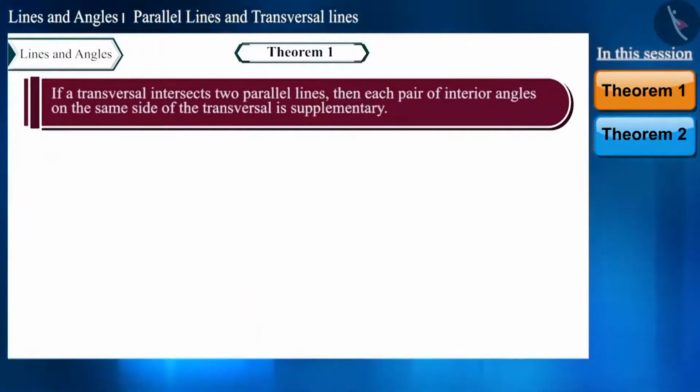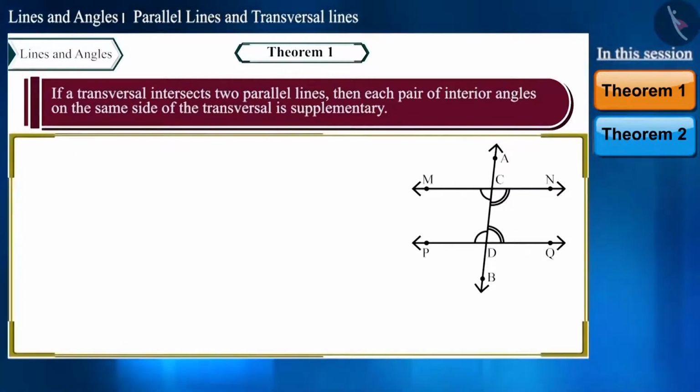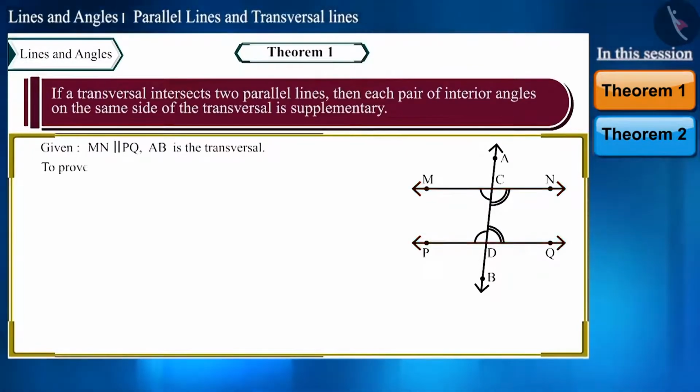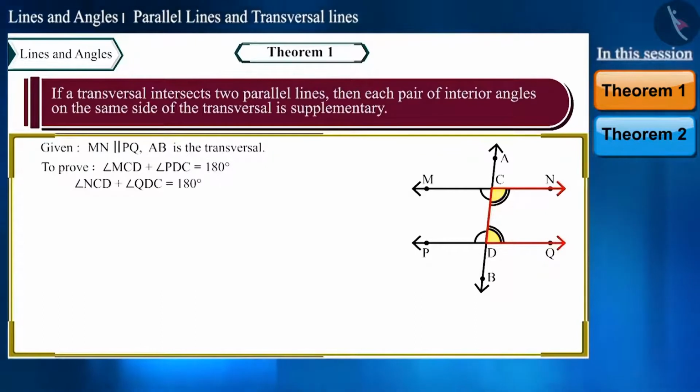If a transversal intersects two parallel lines, then each pair of interior angles on the same side of the transversal is supplementary. Friends, we have been given that these lines, line MN and line PQ, are parallel. And we have to prove that each pair of interior angles on the same side of the transversal is supplementary. That is, the sum of angles MCD and PDC will be 180 degrees, and the sum of angles NCD and QDC will also be 180 degrees.